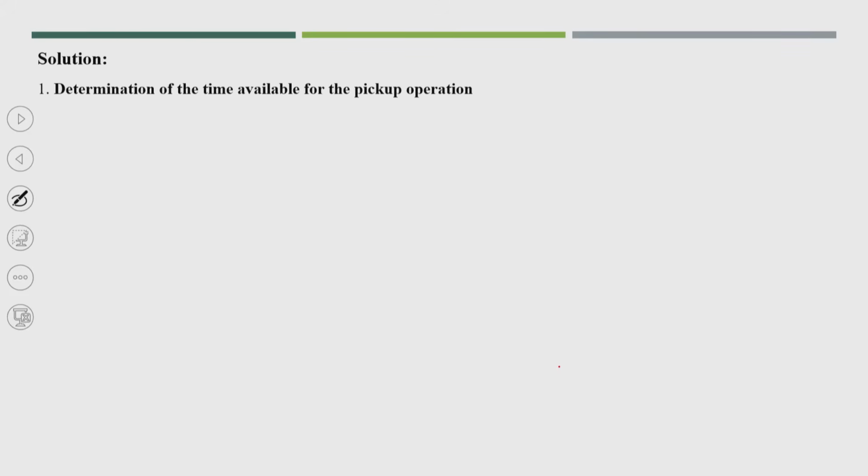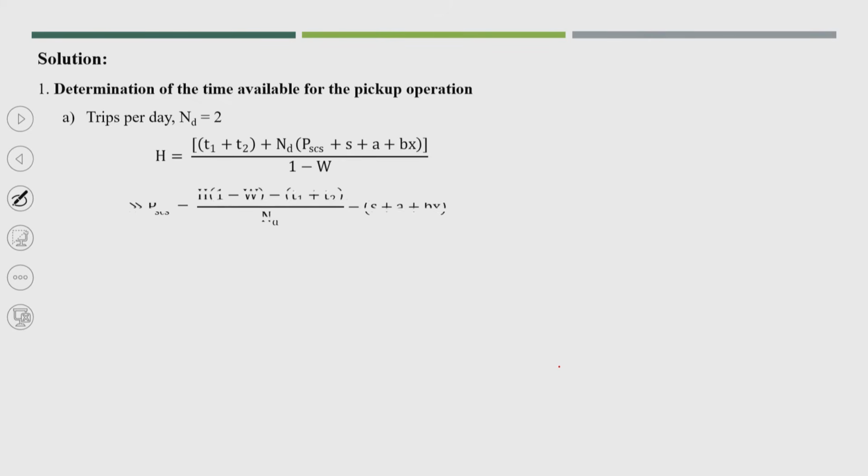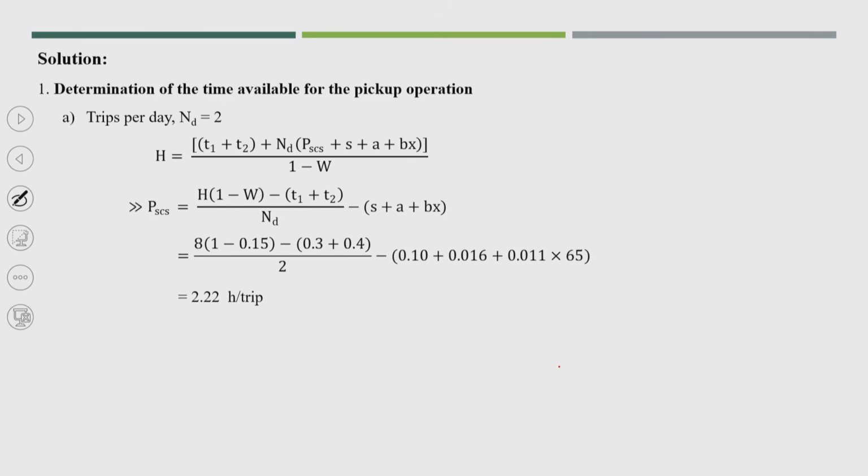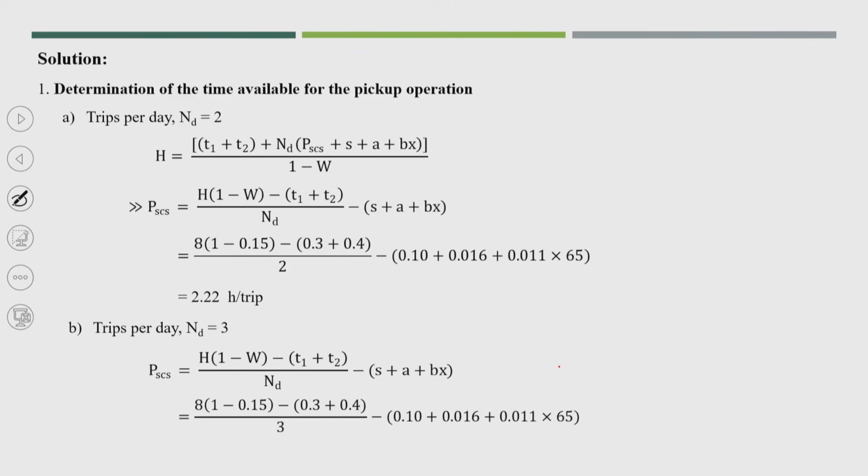So, we will start the solution. Similar way we can calculate the time available for pickup operation. First we will go for ND2. So, here we can calculate the PSCS value and it will come up to be 2.22 hours per trip, that is for ND2, and for ND3 that is coming out to be 1.2 hours per trip.